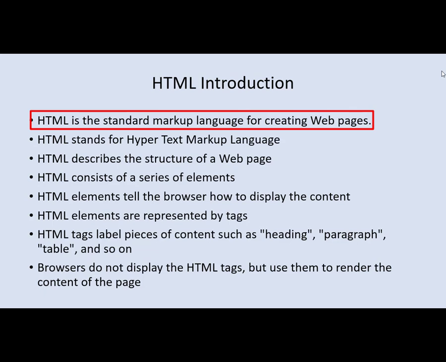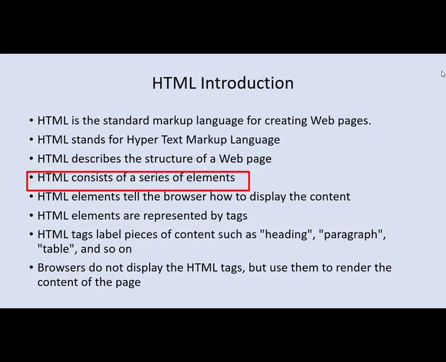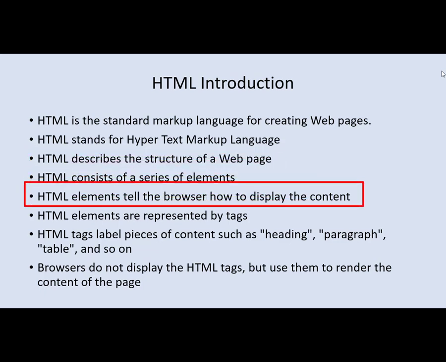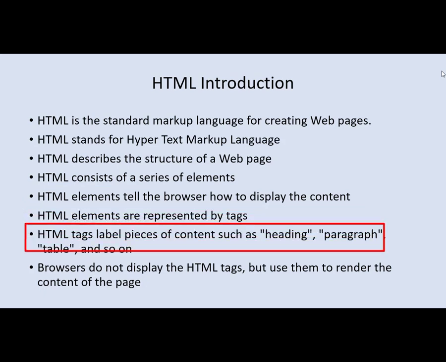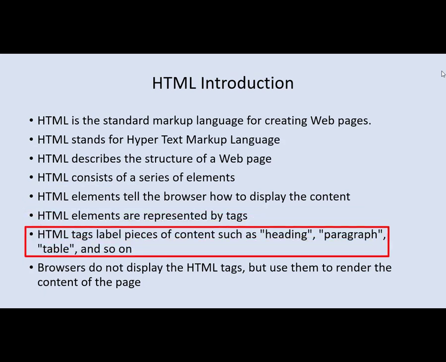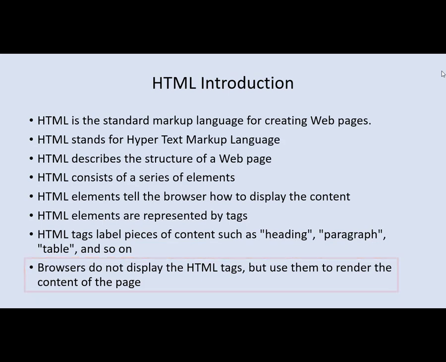HTML is a standard markup language for creating web pages. HTML stands for Hypertext Markup Language. HTML describes the structure of web pages. HTML consists of a series of elements, and an HTML element tells the browser how to display the content. An HTML element is represented by a tag. An HTML tag labels a piece of content such as a heading, paragraph, table, and so on. Browsers do not display the HTML tags but use them to render the content of the page.